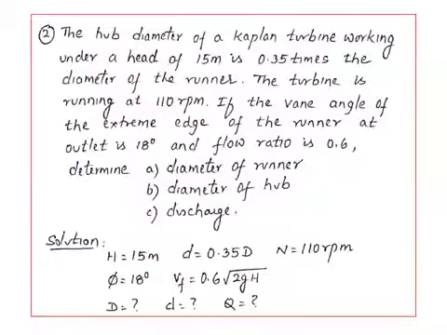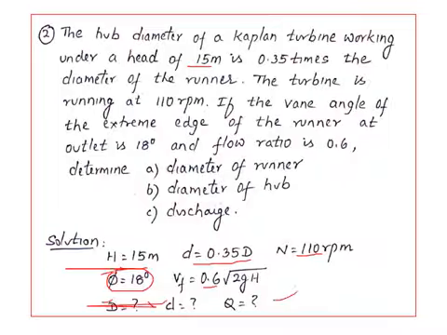A similar problem again. We have a hub diameter which is 0.35 times the diameter of the runner. The head is 15 meters. The turbine is running at 110 rpm. The vane angle is given at the extreme edge, that is phi is given, and the flow ratio is 0.6. We have to find the diameter of the runner, the diameter of the hub, as well as the discharge.